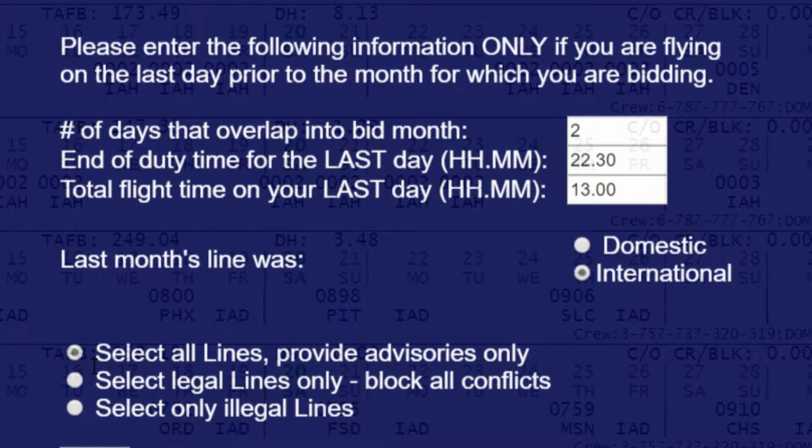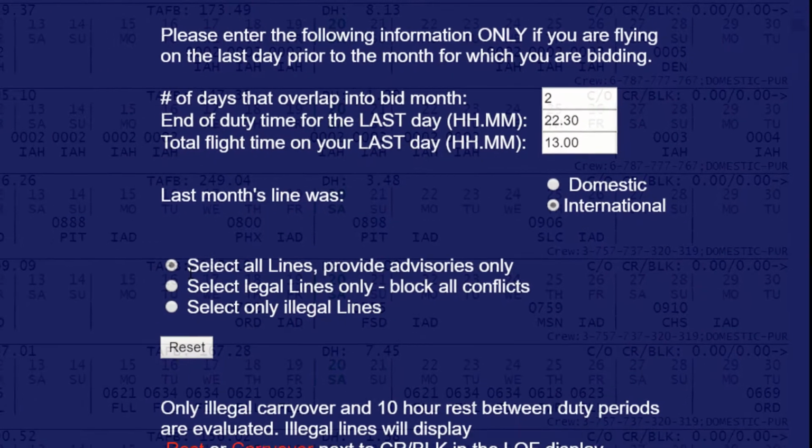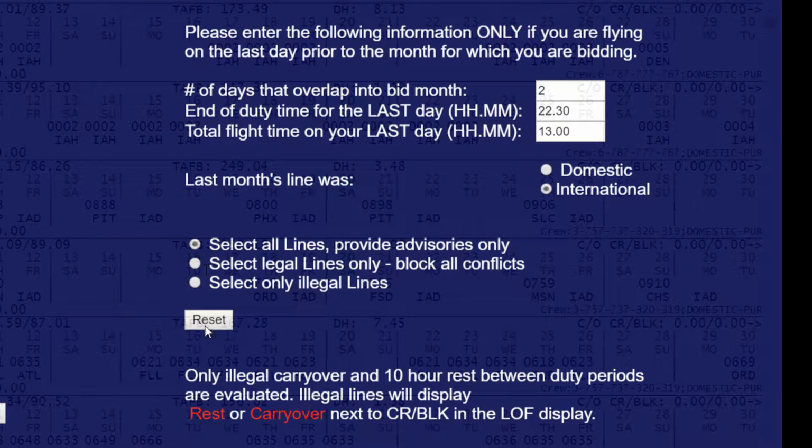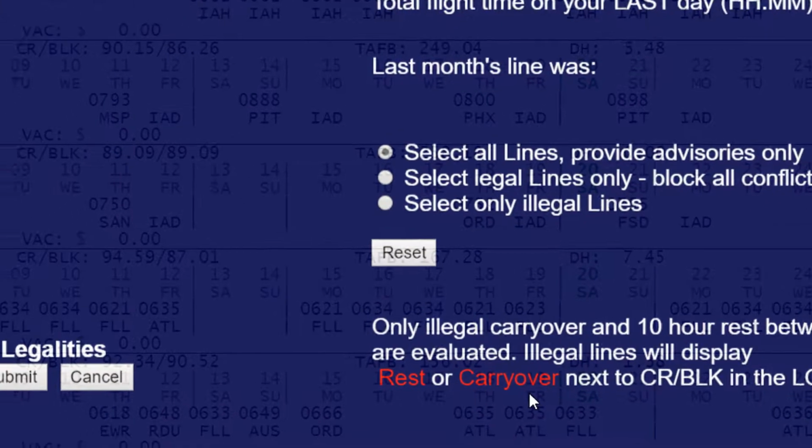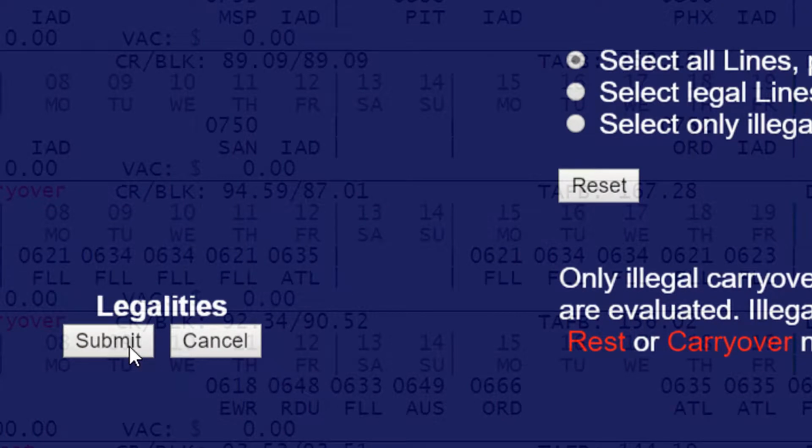The first one by default says to select all of the lines and provide an advisory only. This means just go ahead, don't block anything. Just go ahead and let me know when there is a problem. And it's going to let us know if there is an illegal rest problem or a carryover problem. So we go ahead and we click submit.